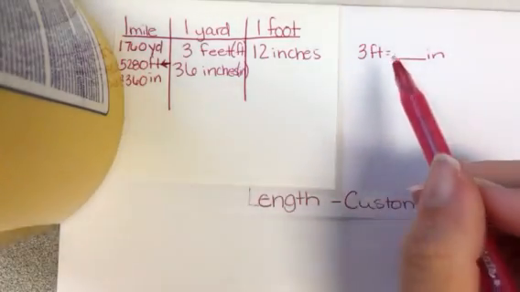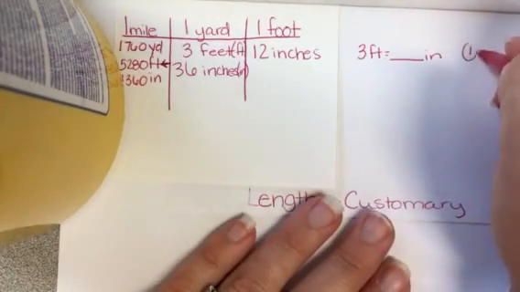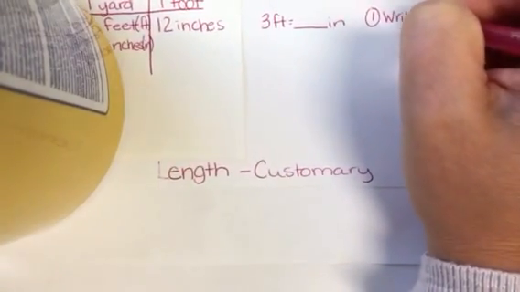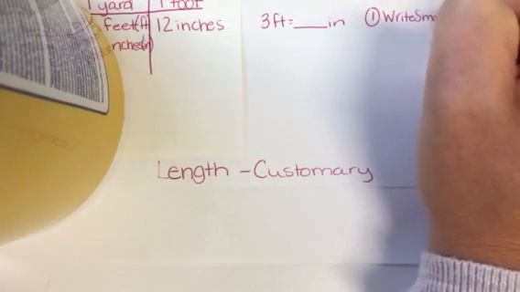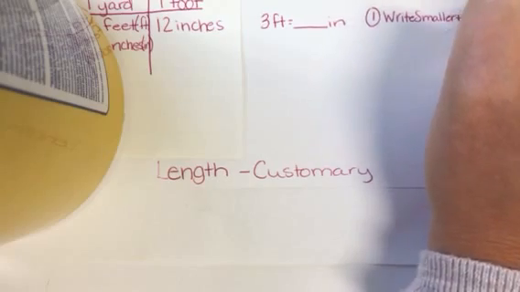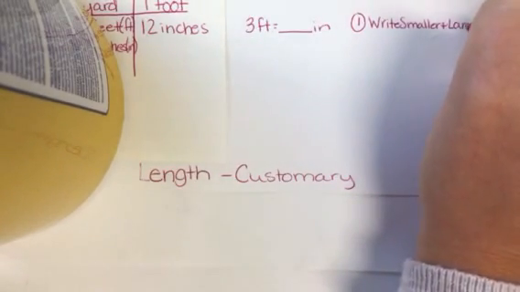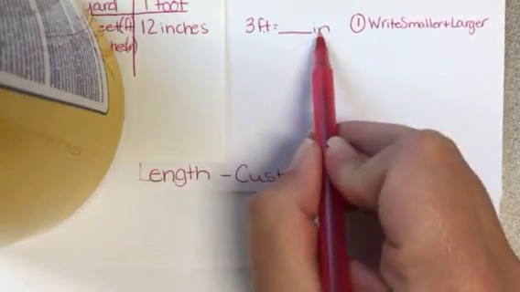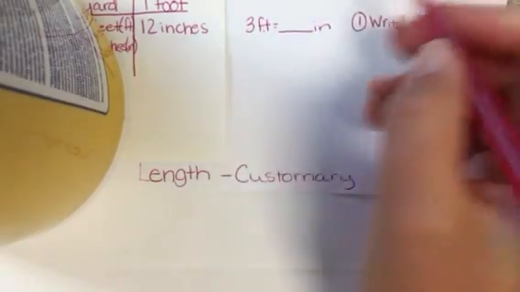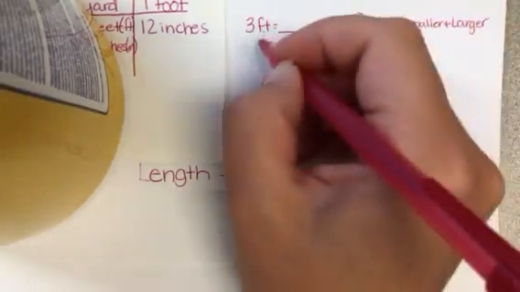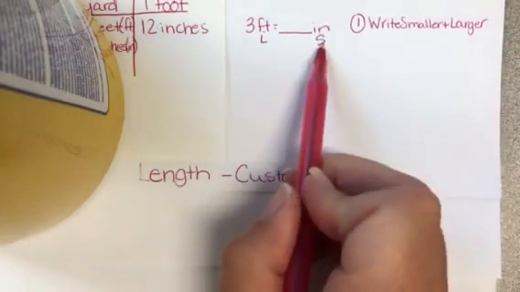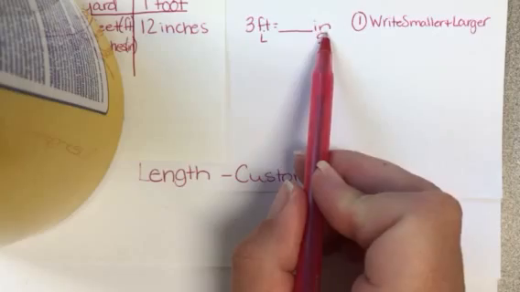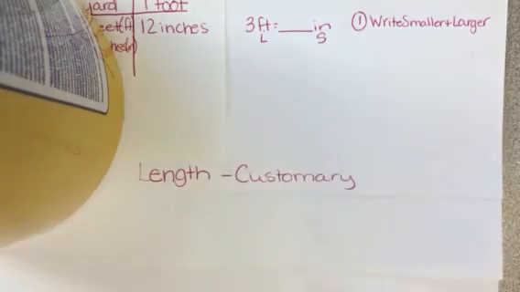So, first step, write smaller and larger. Okay, so which is smaller? A foot or an inch? An inch is much smaller and a foot is much larger. I'm not worried about the number, I'm just worried about inch is a small measurement, foot is a larger measurement.